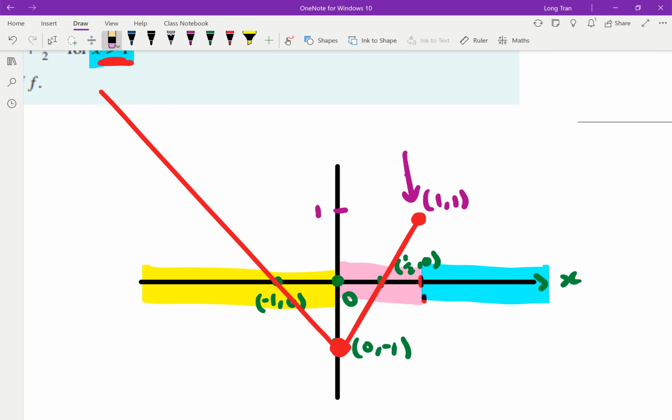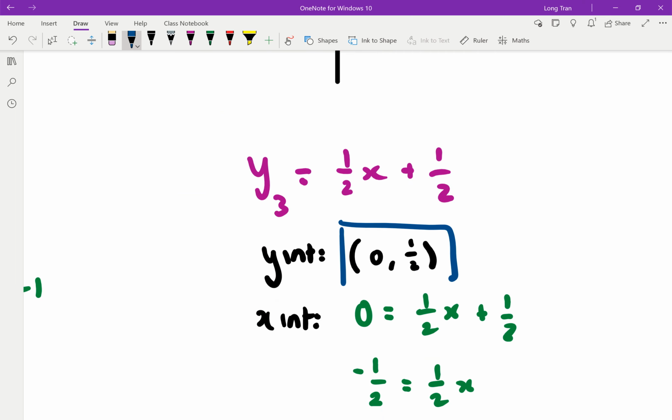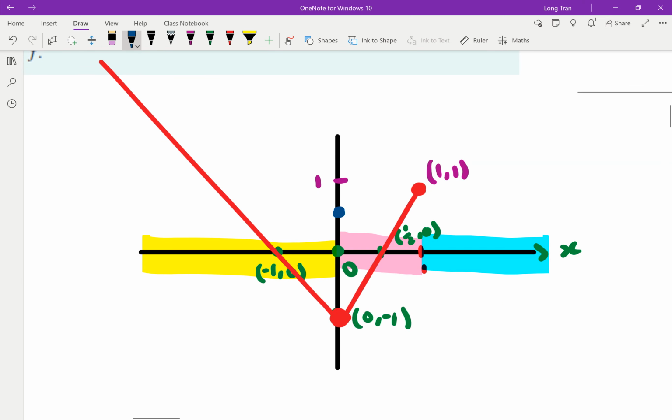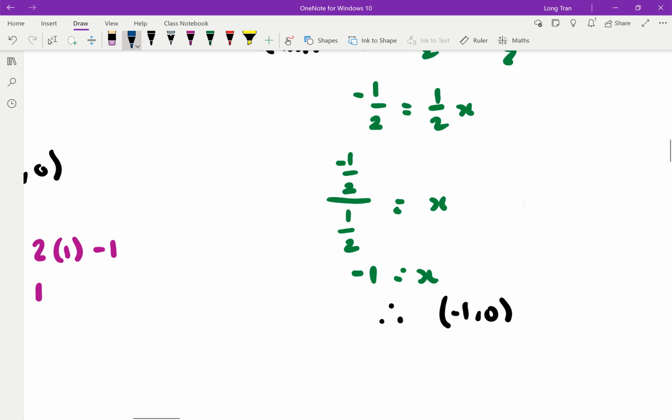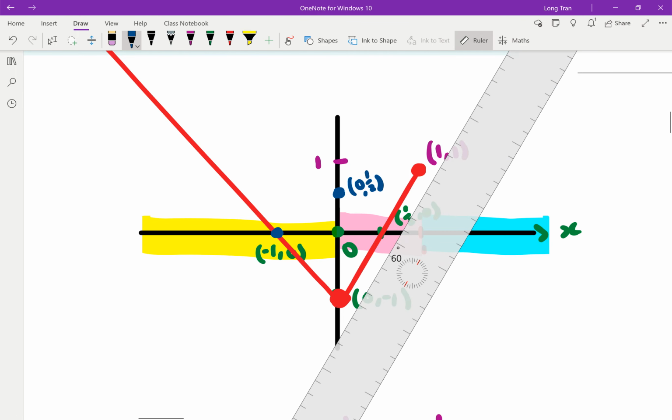Sometimes they don't have to be at the same point. They can start anywhere. So my third graph, I know it starts off at (1, 1). I know the y-intercept, which we calculated before, was half. Remember the y-intercept we calculated over here, (0, half). So that's my y-intercept there. And then I also know that the x-intercept was (-1, 0). So (-1, 0) is over here. So if I were to sketch this, this is what the graph would have looked like.